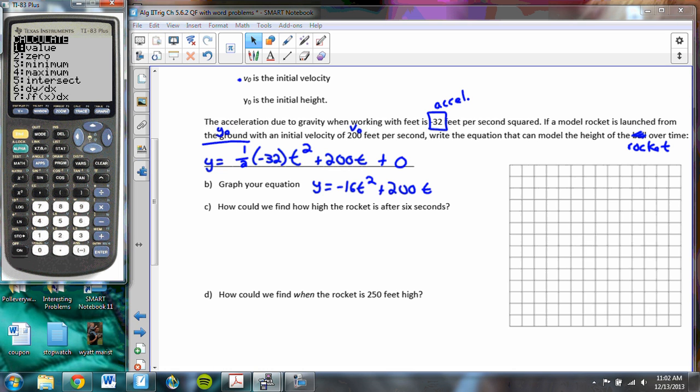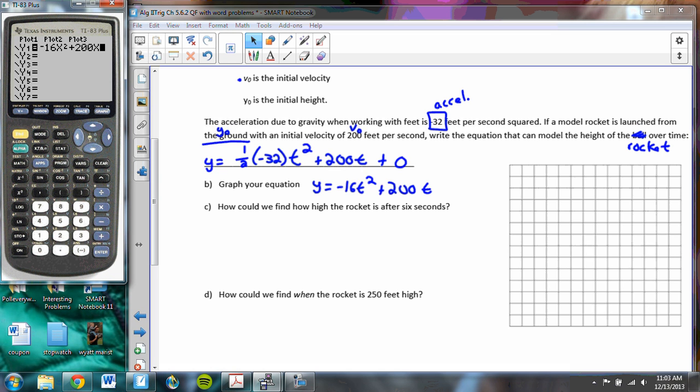So I'm going to start by plugging this equation into my calculator. In the y equals menu, if you don't have a calculator, you can borrow one of mine, of course. In the y equals menu, we do -16x squared plus 200x, and that's it. I don't need the plus 0. X and t are the same thing. So in the y equals menu, I have -16x squared plus 200x.